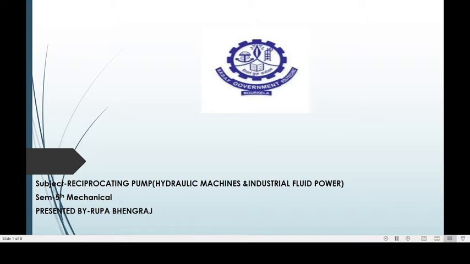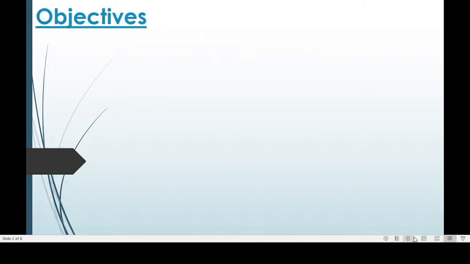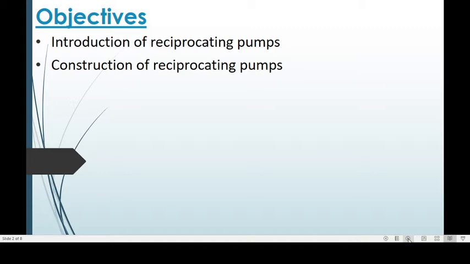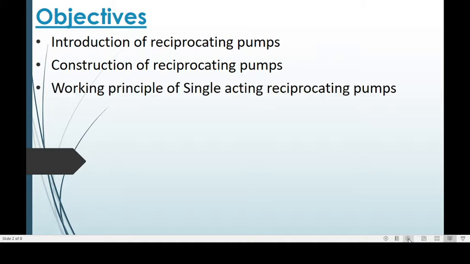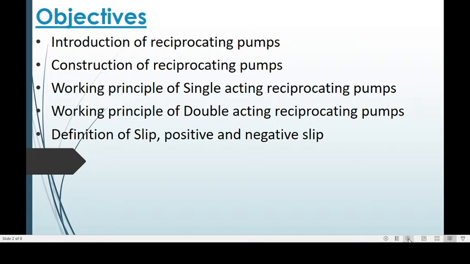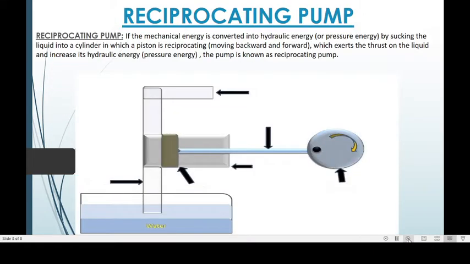Good morning, students. Today we are going to start a new chapter, that is reciprocating pump. So here we will learn the introduction or definition of reciprocating pump, construction of a reciprocating pump, working principle of a single acting reciprocating pump, working principle of double acting reciprocating pump, and definition of slip, positive and negative slip.